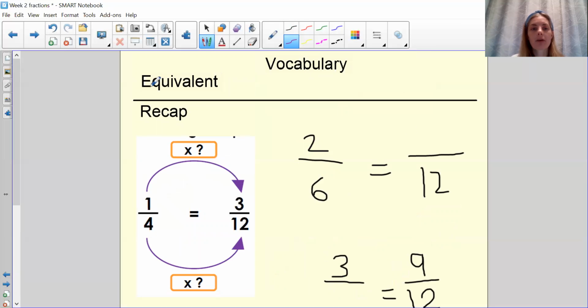So let's just have a quick look at our vocabulary. It talks about equivalent, which simply means equal. Okay, we're making equal fractions. So let's have a quick recap from yesterday.